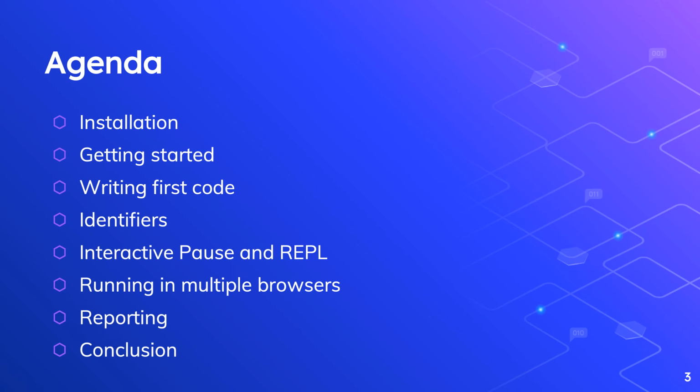Rather, the agenda is going to look something like this. We are going to talk about the installation, getting started, writing our first code, and also working with identifiers, the interactive parser, REPL, running in multiple browsers, reporting, and finally we'll conclude our whole discussion and see how easy CodeceptJS is to adopt and things of that nature. So this is going to be the agenda, and we'll jump right into the tool's installation and see how we can actually make use of CodeceptJS with Puppeteer. I'm going to take Puppeteer as the tooling of choice and we'll see how this can be improved.